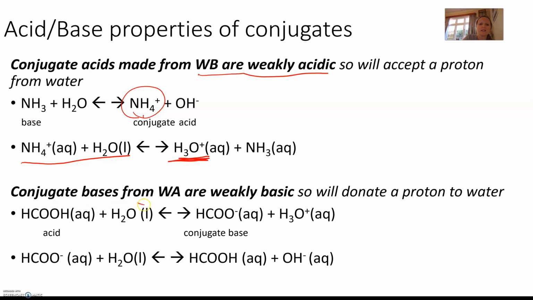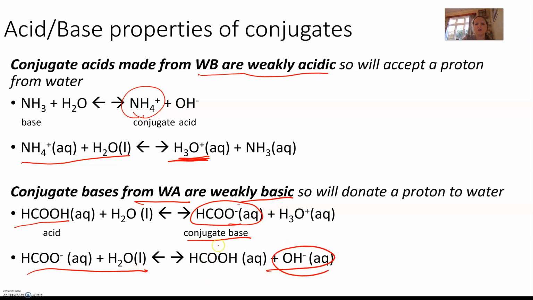Now, the conjugate base from a weak acid is weakly basic. So methanoic acid, its conjugate base is methanoate. Methanoate ions are weakly basic, meaning that they can further react with water to produce hydroxide ions. And you'll notice that they reproduce what they were made from, okay, and that's how it works.